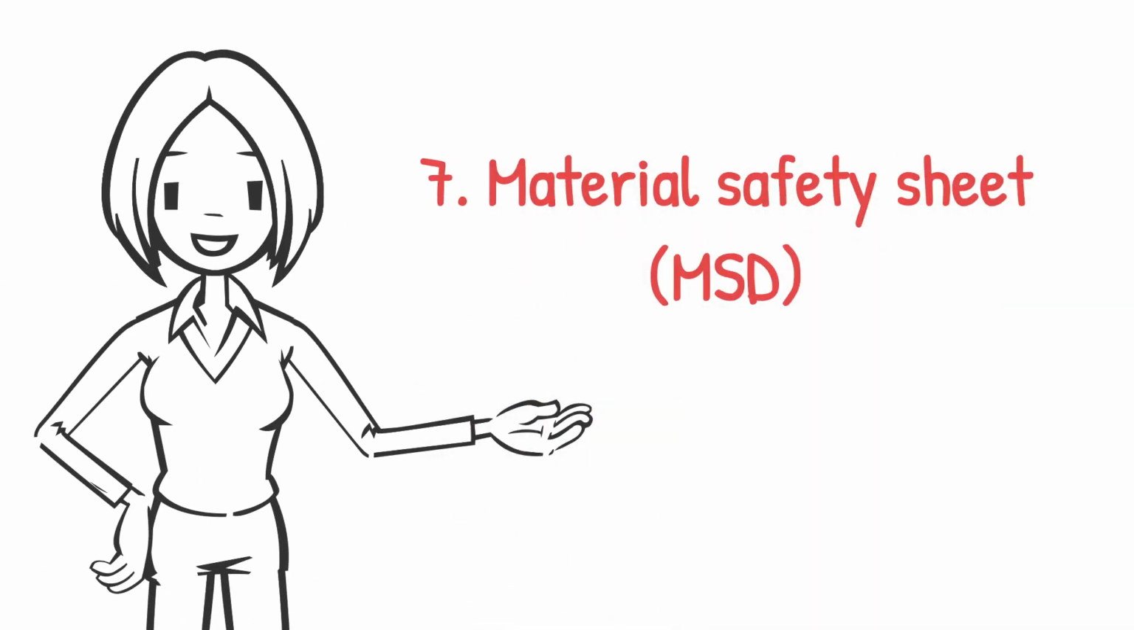7. Material safety sheet. Sometimes this document is required by importing country customs. This doc can be issued by the exporter and must confirm that the product is not harmful to humans and nature. This doc is usually required for liquids.